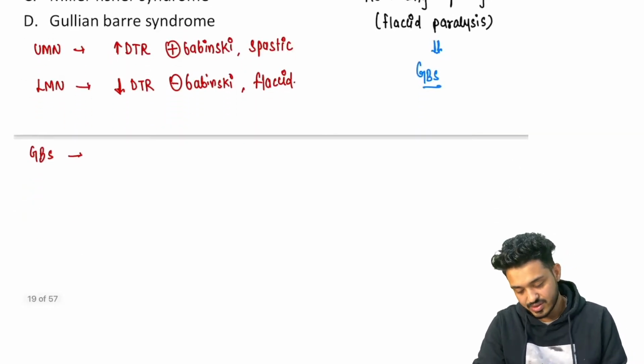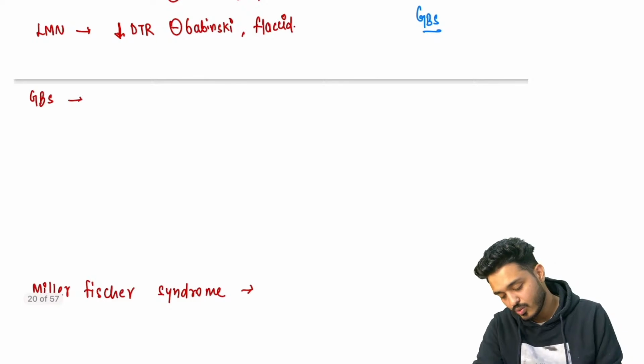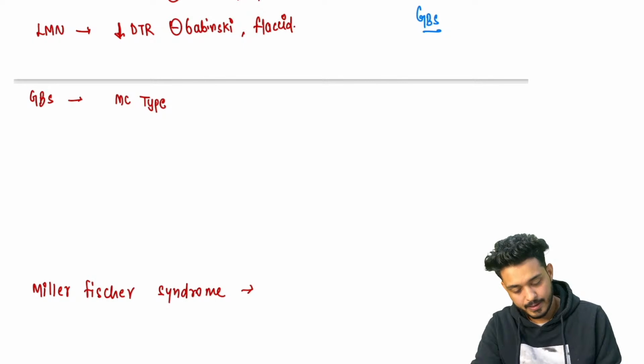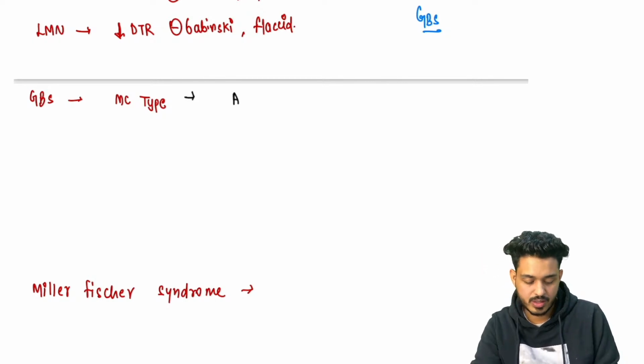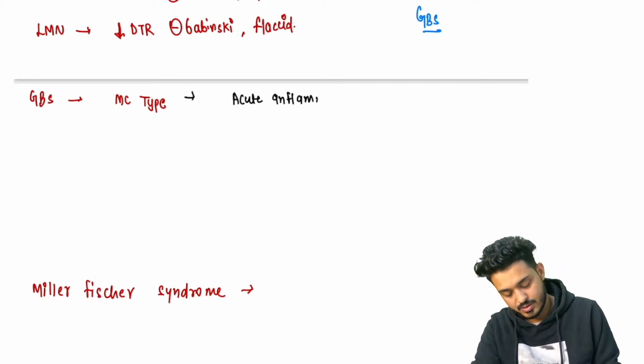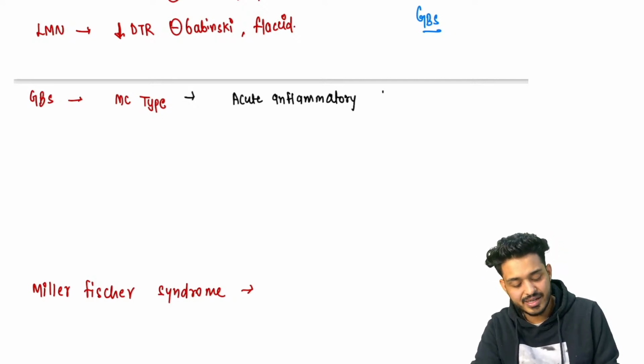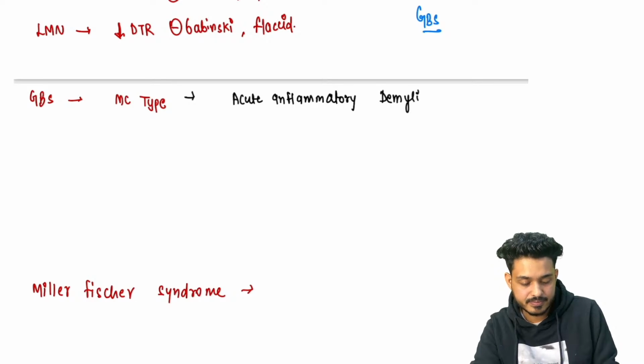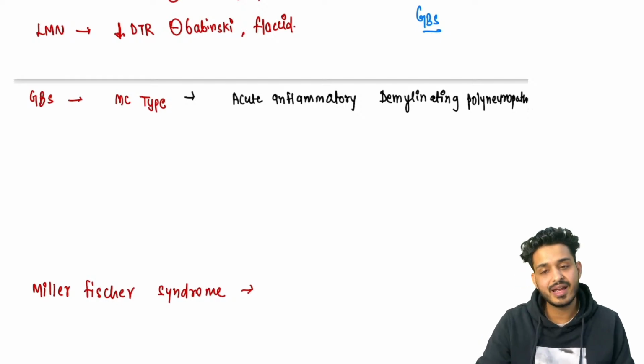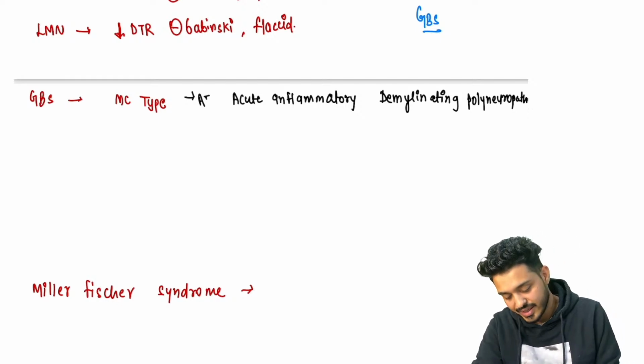Now let me make you understand about GBS. What is GBS? The most common type of GBS is going to be acute inflammatory demyelinating polyneuropathy. We also call it AIDP. This is the most common variety.